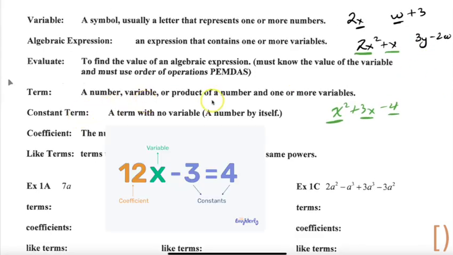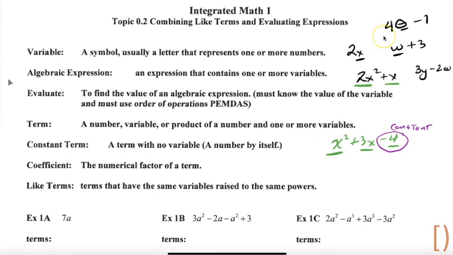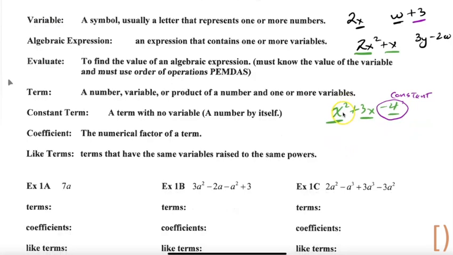A constant term is a term with no variables. So in my example here, this guy would be the constant term. In my examples over here, the 3 would be the constant term, and the -1 would be the constant term, right? There's no variable. It never changes. It's just always -4. Once I figure out what this x is, or if they tell me what x is, these are going to change to a value. But this would always stay -4.